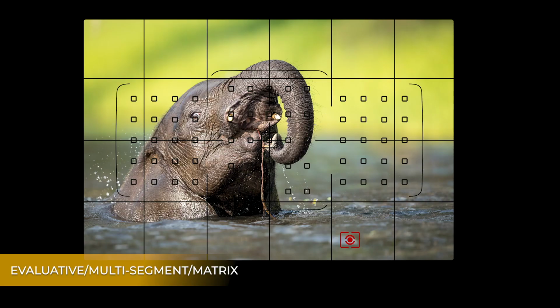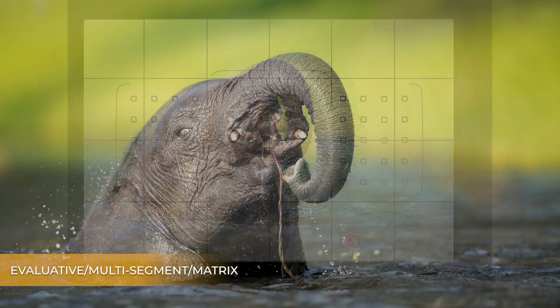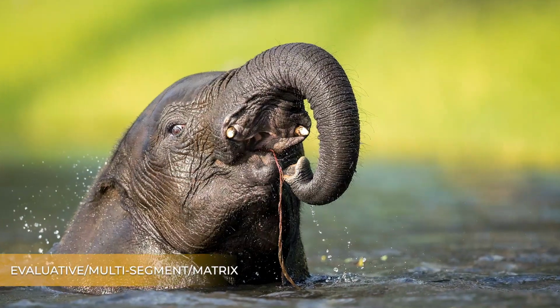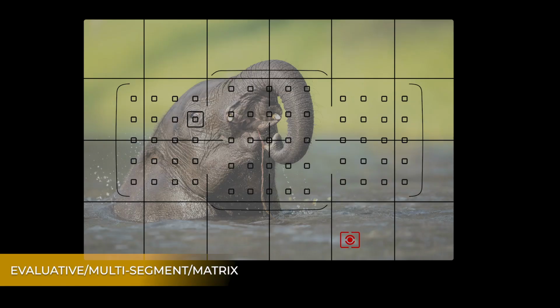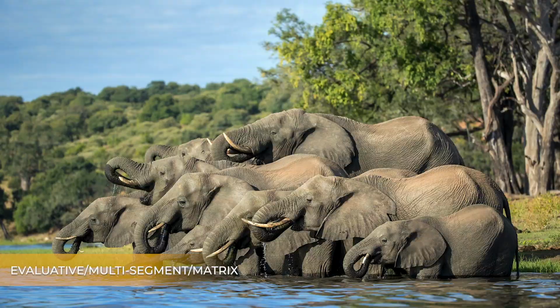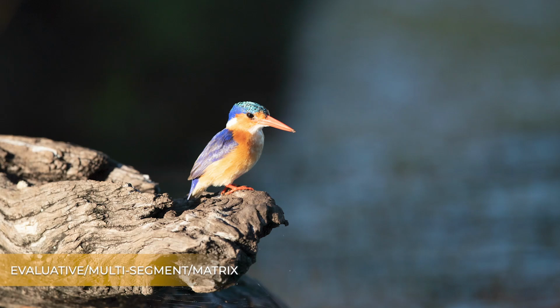Evaluative, multi-segment or matrix metering is your camera's default automatic exposure mode, where the scene is divided into a number of zones and the light is being evaluated in each zone individually and then averaged out for the scene as a whole. This is a very intelligent light meter mode, and depending on your camera model, it might even give a higher priority to the zone in which your active focus point is located. This meter mode is great for evenly lit scenes, but it might produce incorrect exposures if you have a significant contrast between bright and dark.